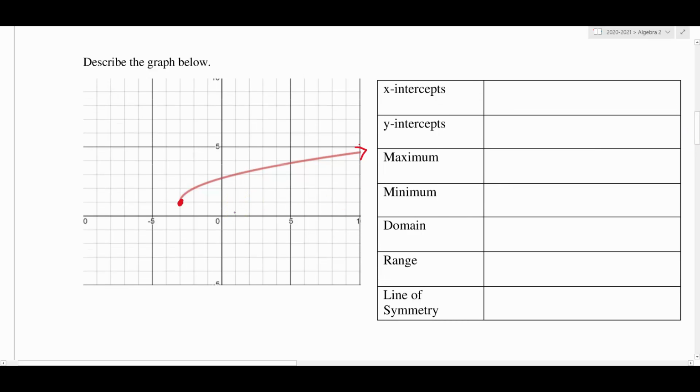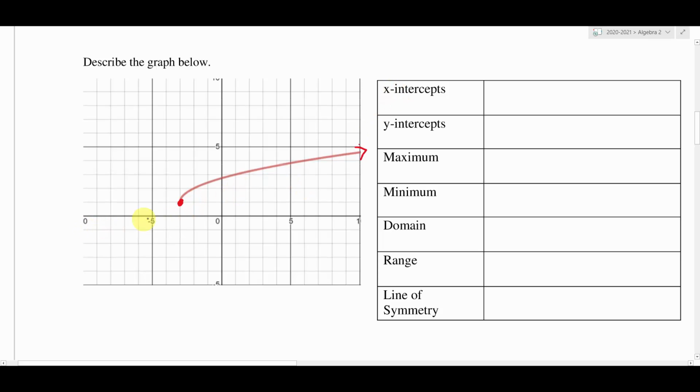All right, the next problem we're going to review here is how to describe a graph. We haven't seen one of these in a while, so it might pop up on the quiz this week, so wink, wink. You might want to make sure that you can identify these things from a graph. Okay, so we have a rational, or a square root function going on here, and the first thing they want to know about are the x-intercepts.